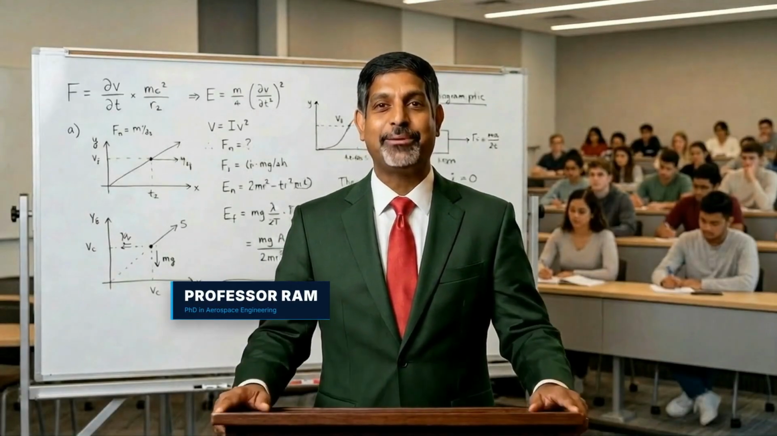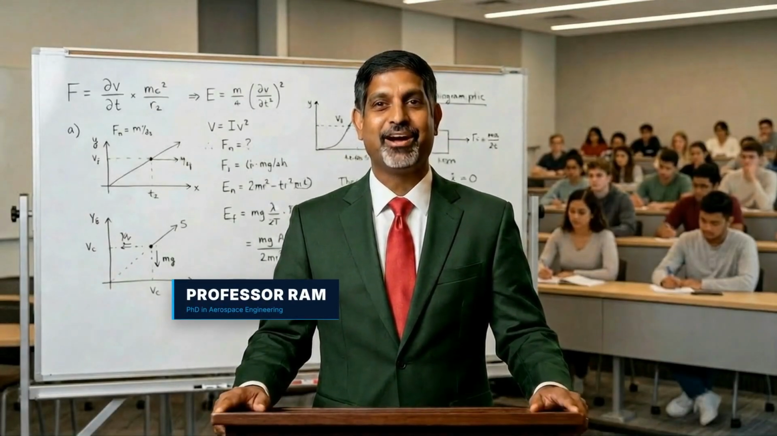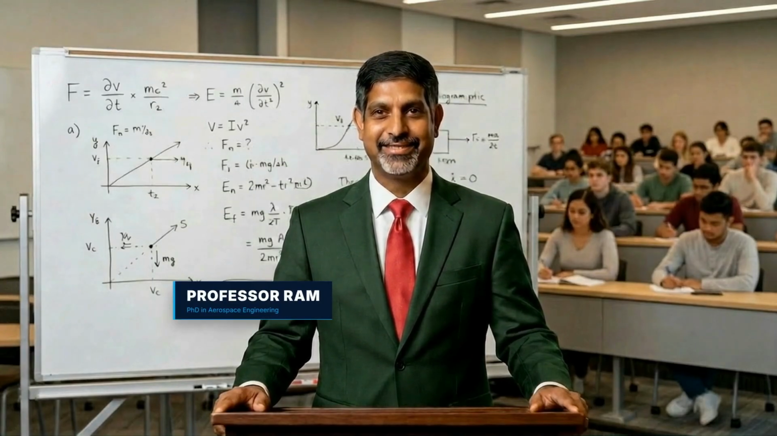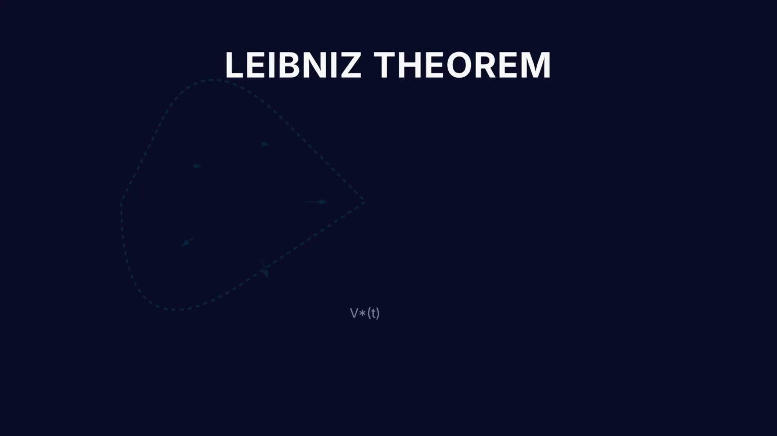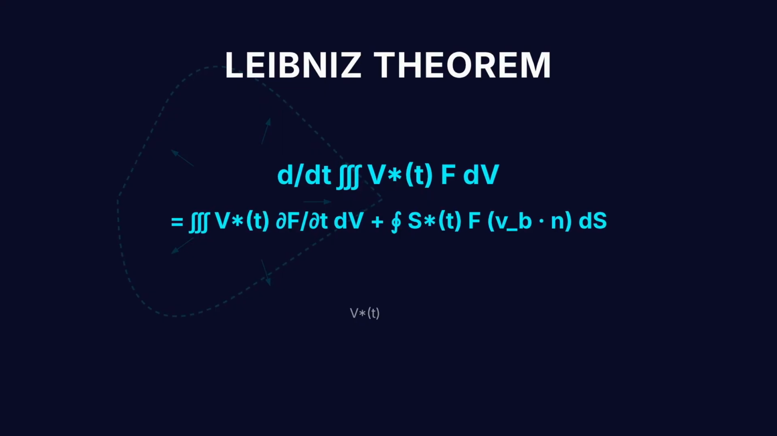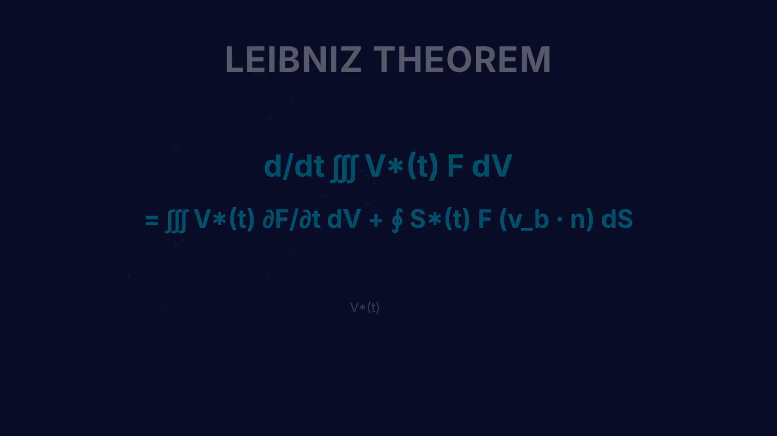Today, we bridge that gap to moving systems. Our objective is to derive the general transport theorem and apply it to mass, momentum, and energy. We start with the Leibniz theorem. This mathematical foundation allows us to relate the rate of change of a property within a moving volume to the flux across its boundaries and its internal generation.